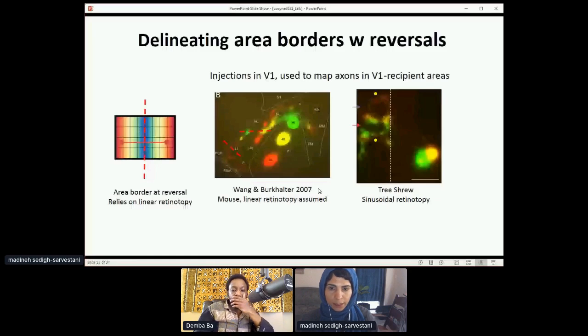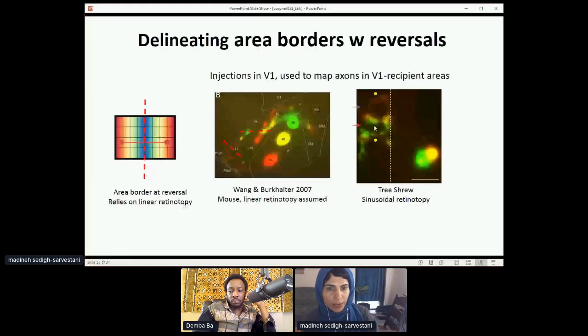This is anatomical data from the flattened mouse visual system where tracer injections are made in V1. And for instance here, where the axon terminal colors go from red to yellow and then yellow back to red, we would put an area boundary there. But if the underlying retinotopy isn't linear, maybe it's sinusoidal or some other transform that includes reversals, then even small injections in B1, like here in the tree shrew, will produce multiple patches of label with several reversals in between.